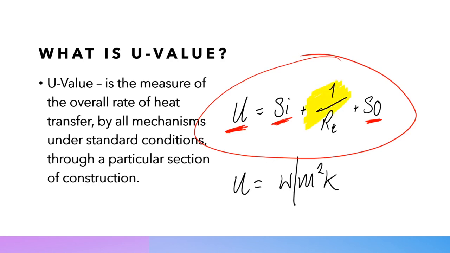So in the center you have this here, which is the main body. So we've got 1 over RT. And this is called the reciprocal. Okay, so it's the reciprocation. Let me just write this down.